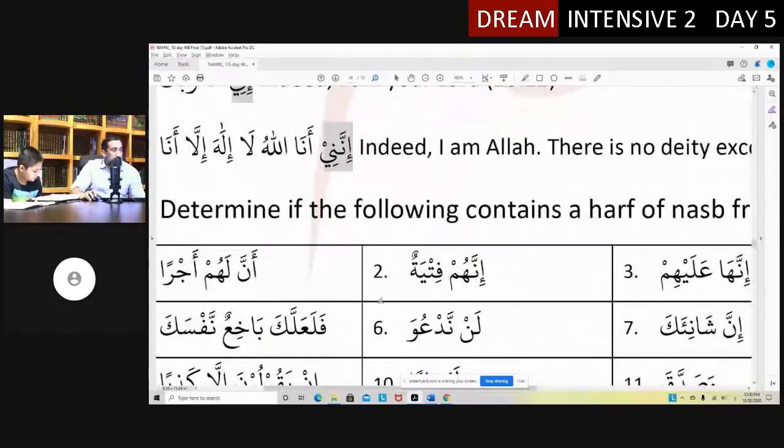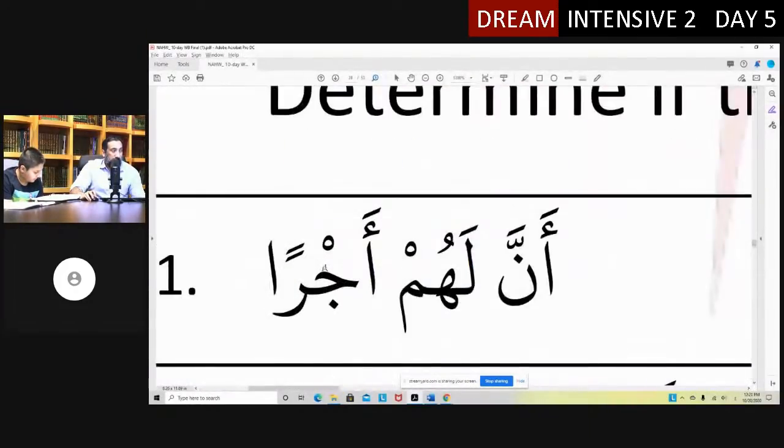So you have anna, which is a harf of nasab. Lahum by itself is a jar majroor, because a lam is a harf of jar, and whatever comes after it becomes the majroor. So that's definitely not nasab. Plus, anna can't make lam nasab anyway, because anna is supposed to make an ism into something. Lam's not even an ism.